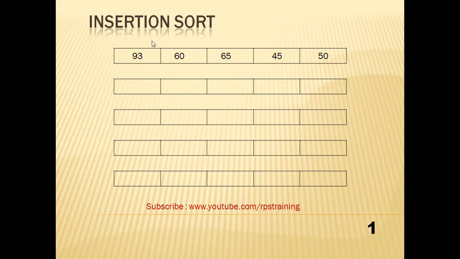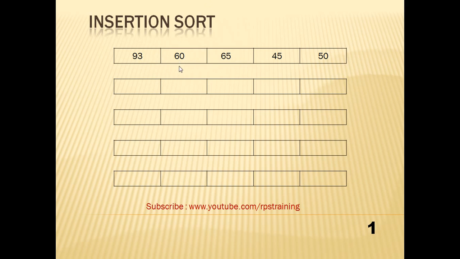Here I have taken an integer array containing 5 elements. These are 93, 60, 65, 45 and 50. Here we directly start from the second position, that is index one, because if a list contains only one item, then we think that it is already sorted. Insertion of the next item will affect the list, and so we start to compare.